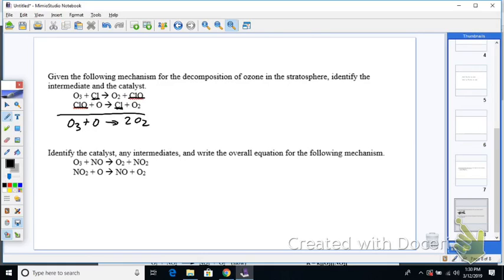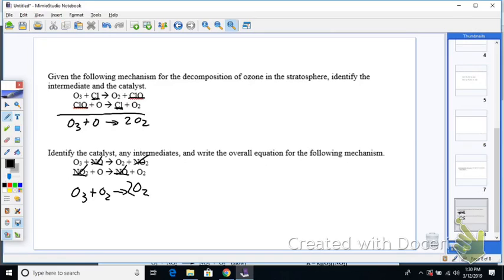Okay? Next one, which one's your catalyst? NO. So nitrogen monoxide is the catalyst there. Do you have an intermediate? Yeah, NO2 is your intermediate, right? So those would be canceled. Catalysts and intermediates cancel out. And then we got O3 plus O gives you 2O2. Oh, they're the same.